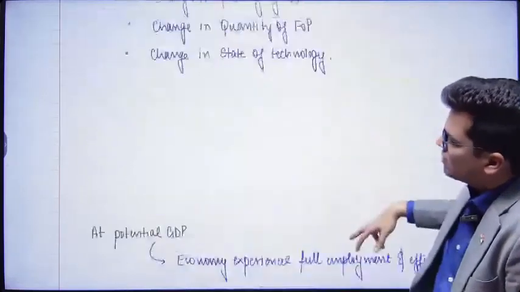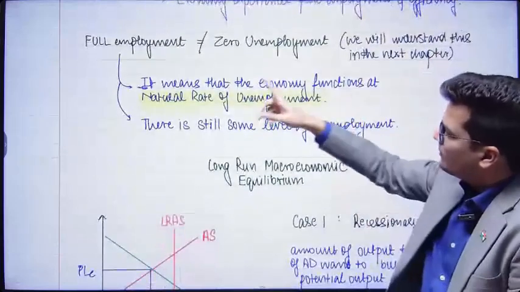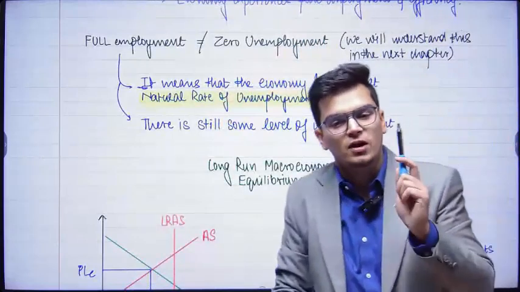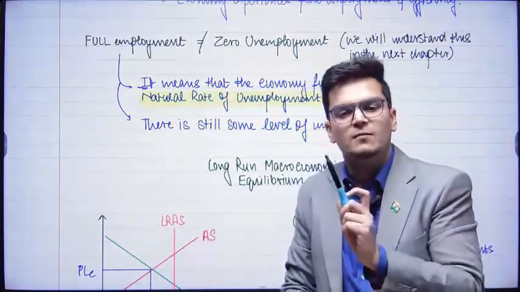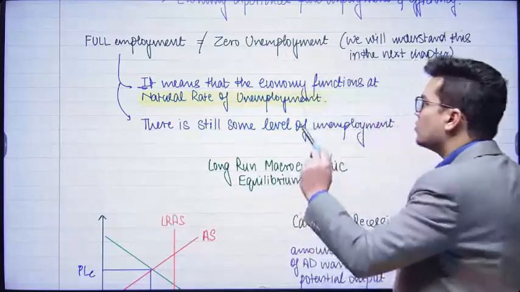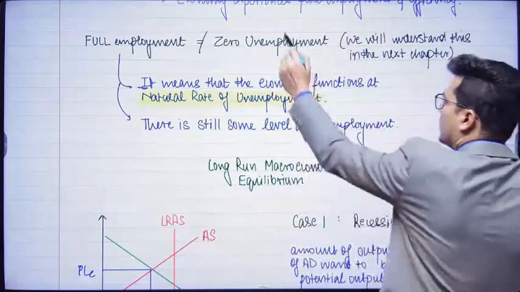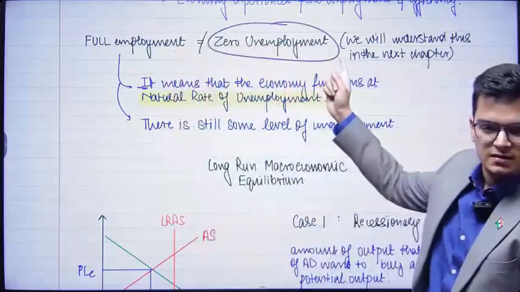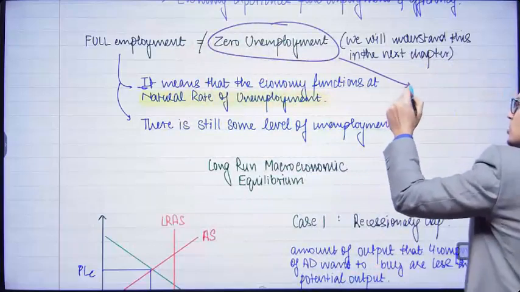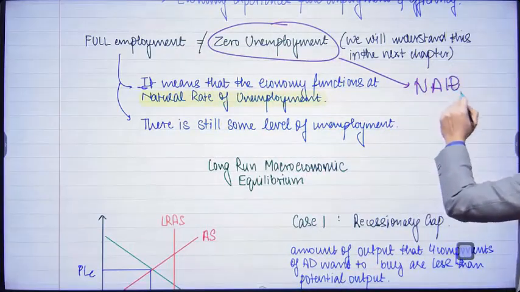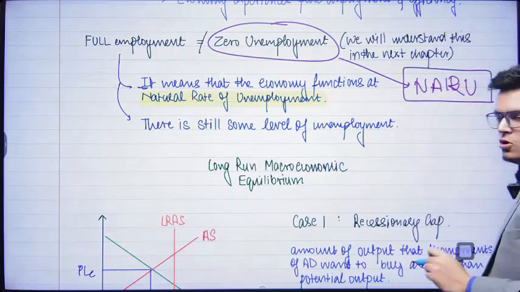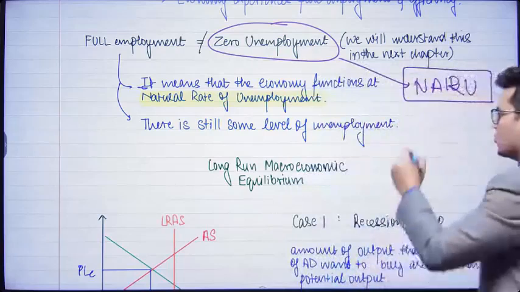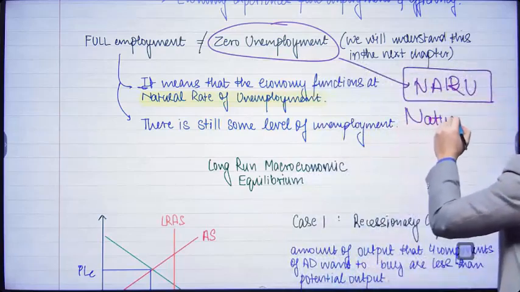Then we understood something like full employment not being zero unemployment. We understood at full employment level we were at potential GDP. Full employment did not mean zero unemployment. ये बात मैंने आपको तब कहा था जब हम ये पढ़ रहे थे कि जब हम अनएम्प्लॉयमेंट समझ जाएंगे then we will understand this. Then from here we understood the concept of NAIRU, non-accelerating inflationary rate of unemployment, or also known as natural rate of unemployment.